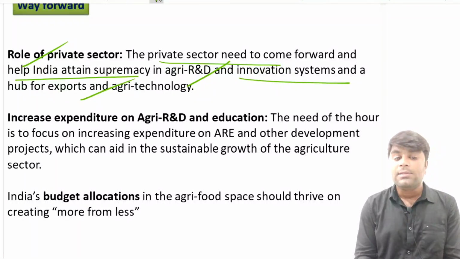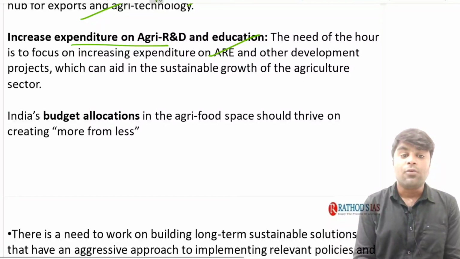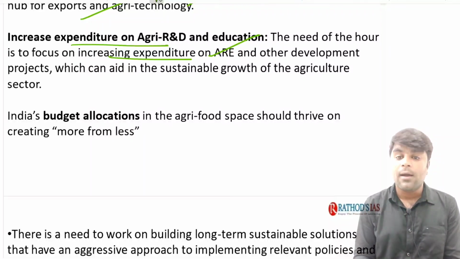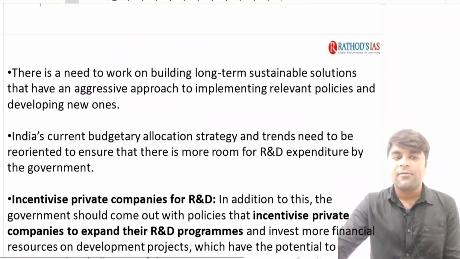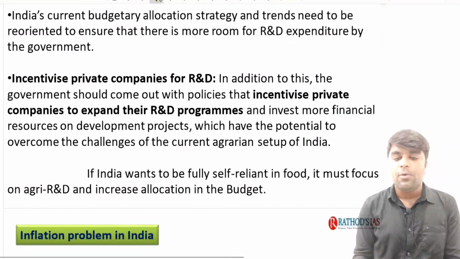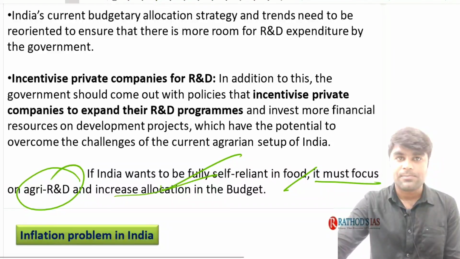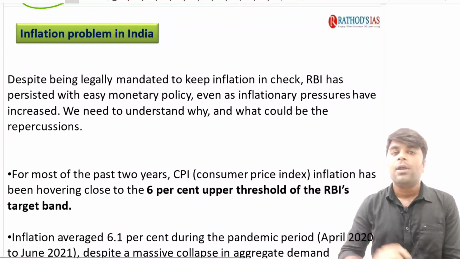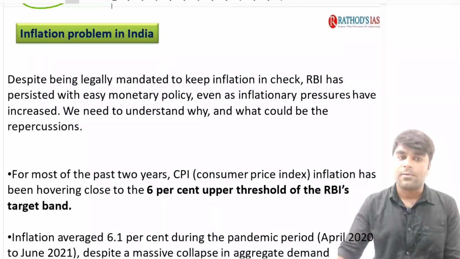Right? Increase expenditure on agriculture research and development and education. The need of the hour is to focus on increasing the expenditure on agricultural research and other development projects. India's budget allocations in the agri-food space should thrive on creating more from less. We have these kinds of policies altogether. So if India wants to be fully self-sufficient in food, it must focus on agriculture research and development and increase allocations in the budget, right? This is about the achievement of food self-sufficiency in Amrit Kaal, which is just 25 years from now.